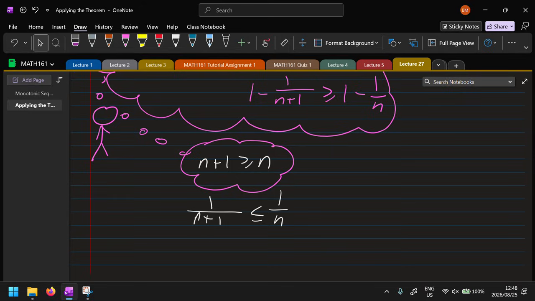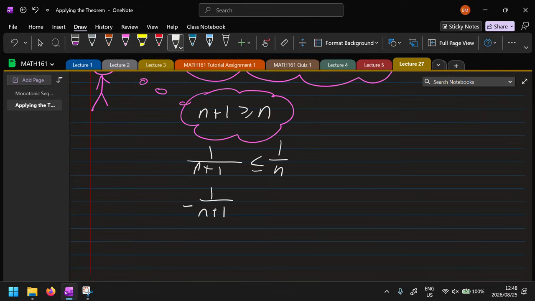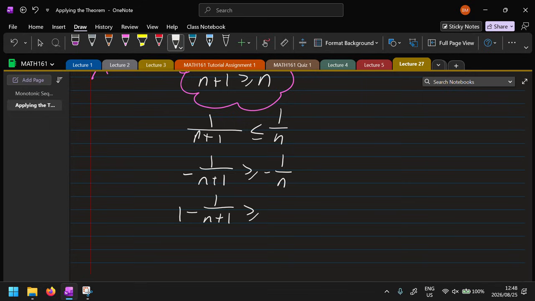Introduce the negative sign. Now this will also flip the inequality, right? 2 less than 3, minus 3 less than minus 2, right? That looks good. Almost. And we can put a 1 on both sides. That doesn't change the inequality. If you add 1 on both sides, it stays the same. Looks good.